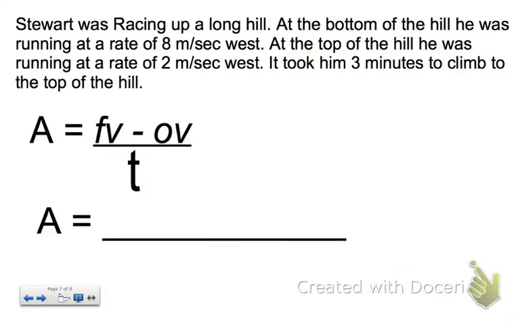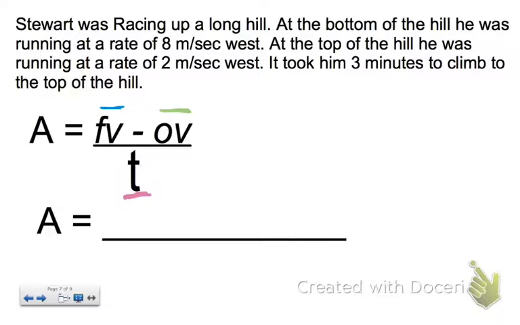Our next problem: Stuart was racing up a long hill. At the bottom of the hill, he was running at a rate of 8 meters per second west. At the top of the hill, he was running at a rate of 2 meters per second west. It took him 3 minutes to climb to the top of the hill. And so we're again going to find our parts there. And so our FV is going to be blue, our OV is in green, our time is going to be in T.